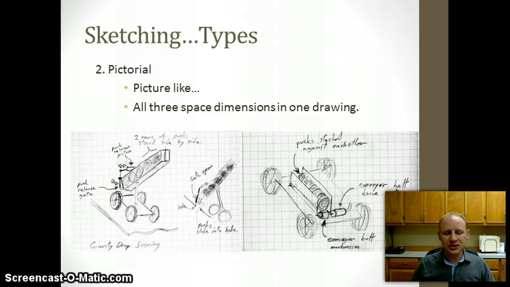The other type of sketch that we can do is a pictorial sketch, and this is a picture-like or 3-dimensional-like drawing. It's not a true 3-dimensional, but we give it the visual impression that it's 3 dimensions, and so we can use this type of sketch here.